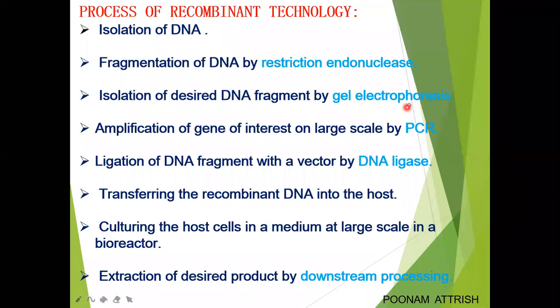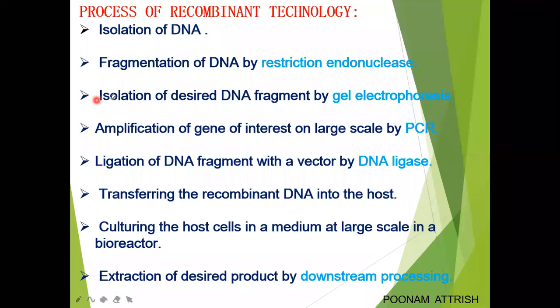Who is going to give me the full form of PCR? Yes? Polymerase chain reaction. Very good. Polymerase chain reaction. So with the help of polymerase chain reaction, we can amplify the gene of interest. The gene of interest is the foreign gene, the alien gene, the desired gene. Say insulin is the desired gene. So we are going to make multiple copies, billions of copies of the desired gene, which we call amplification.